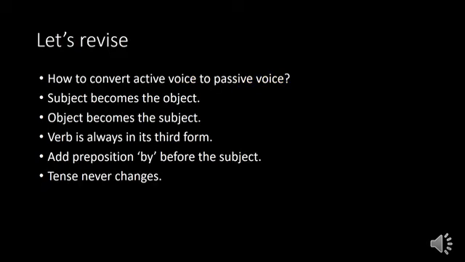Let's revise what we have done in this lesson. We have learnt how to convert active voice to passive voice. The rules are: subject becomes the object, object becomes the subject. Verb is always in its third form. Add preposition by before the subject.